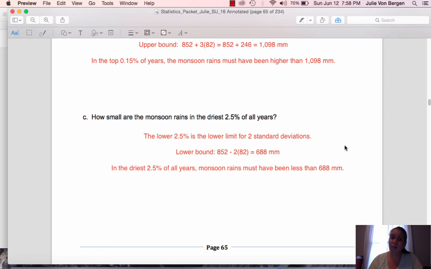Question C asks, how small are the monsoon rains in the driest 2.5% of years? So the driest 2.5% of years are over at the other side of the normal distribution graph, right? These will be lower boundaries. So remember, the lower 2.5% is a lower limit for 2 standard deviations. So the lower bound is going to start at the mean, 852 millimeters, and subtract 2 standard deviations. And we see we get 688 millimeters. So in the driest 2.5% of all years, monsoon rains must have been less than 688 millimeters.